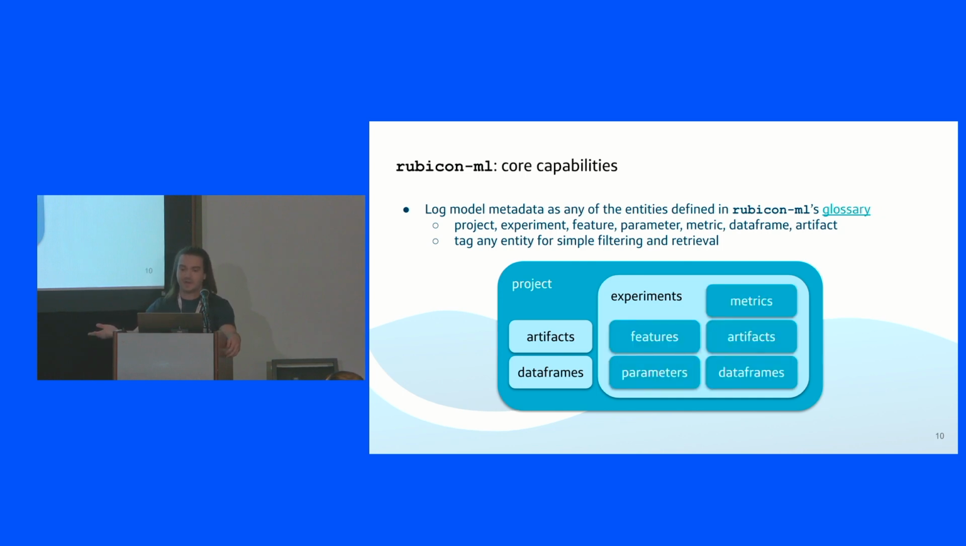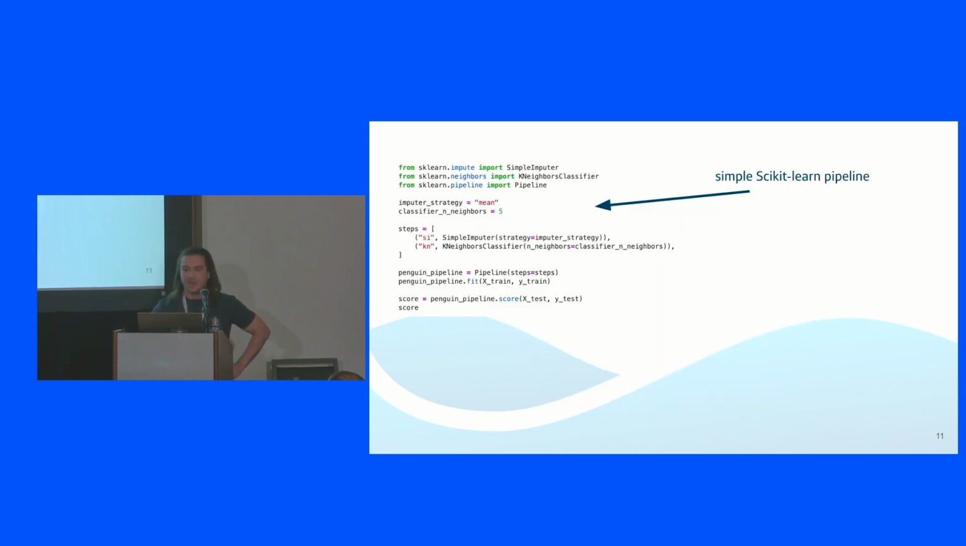And then within the experiments, we have our more traditional machine learning inputs and outputs that you may be familiar with, things like features and parameters and metrics that are all key-value pairs, as well as, again, artifacts and data frames. So you may have some artifacts and data frames that are specific to your particular experiments, and some that are specific to all of them together, and that's when you would log them at the project level. And what this looks like in a simple scikit-learn pipeline here is something like this.